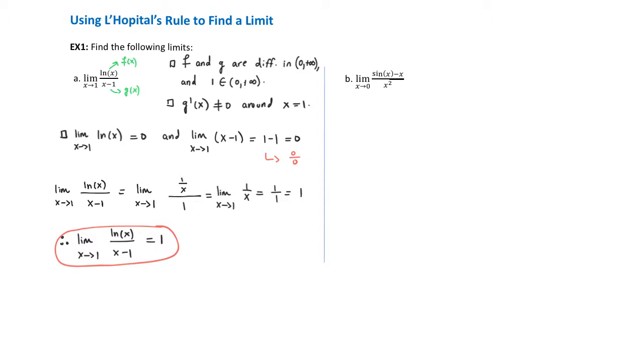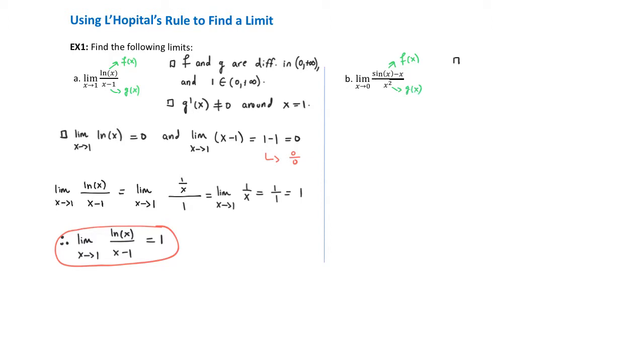Part B is asking us to find this limit, the limit as x goes to 0 of sine x minus x in the numerator and x squared in the denominator. Before we use L'Hopital's rule, we're going to make sure that we identify f of x and g of x. The numerator is f of x. The denominator is going to be g of x.